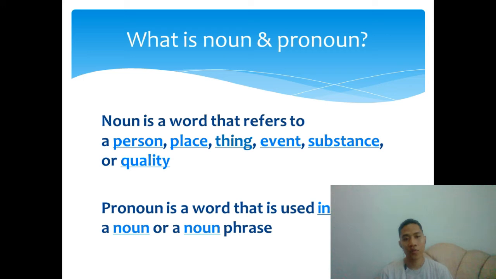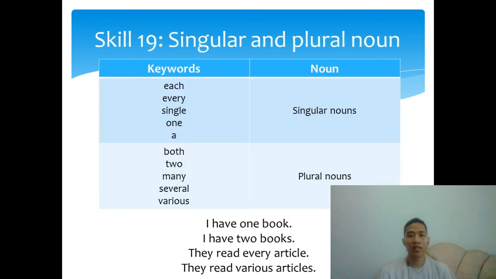Okay, we'll talk more later on in our discussion today, because we need to be able to know when we say I, when we say me, when we say they, when we say them. So it depends on the position. There are some skills that we will be discussing today. The first one is skill 19, which is about singular and plural noun.